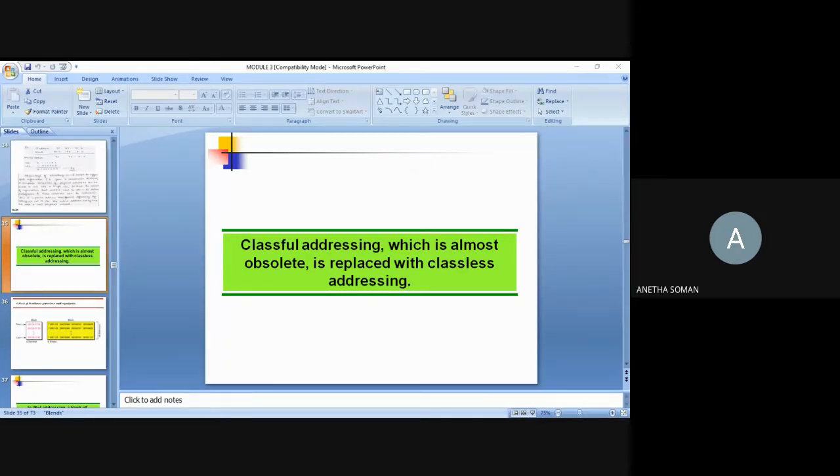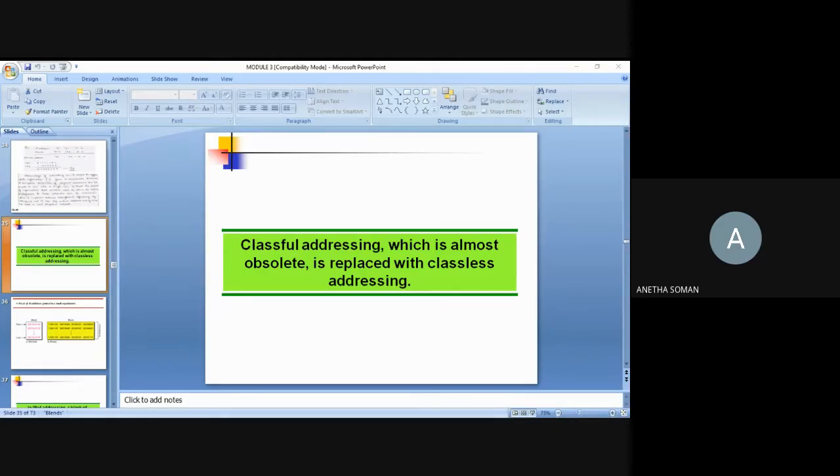The meaning is, I told you there are 32 bits in the IP address, so the total address space is 2 power 32. The whole address space is divided into blocks of different sizes. If an organization needs a particular block, that many addresses are provided to the organization for its use.